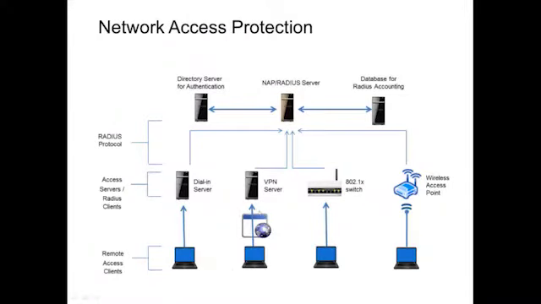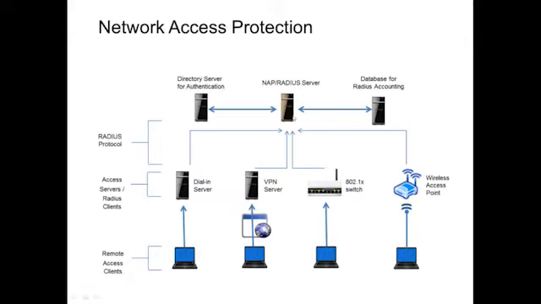Or I'm VPNing across the internet, connecting to a VPN server. Or I'm using a dial-up modem because maybe there's no internet where I'm at, so I'm going to make a dial-up connection. I can even do that across a cellular network. All of these enforcement points, these points of access, basically put me on hold, and they go and ask the central network access protection server.